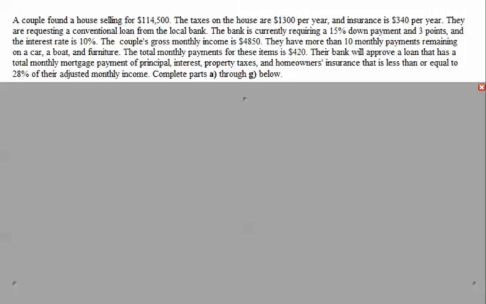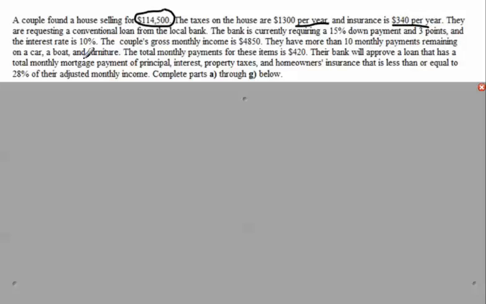This example is from section 11.5 in MGF 1107 dealing with home mortgages. In this example, a couple found a house selling for $114,500, and the taxes on the house are $1,300 per year, so a little bit more than $100 a month, and insurance is $340 per year.